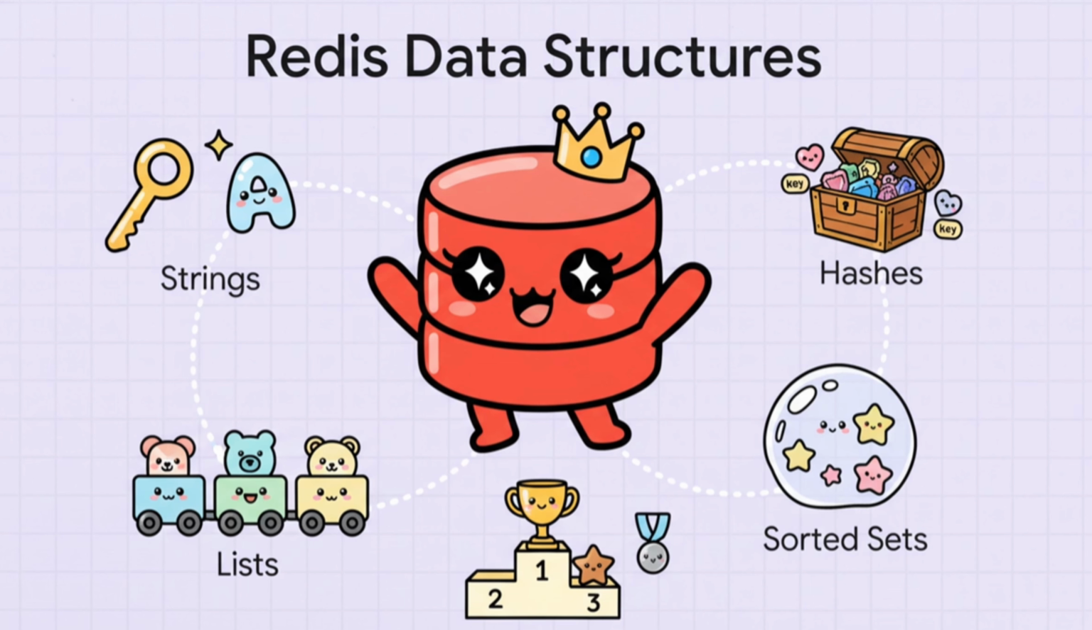You've got lists, which you can use to build queues. You've got sorted sets, which are amazing for things like real-time leaderboards in a game. Being able to do all this complex work right on the server without pulling data back to your app first, it's incredibly powerful and super efficient.